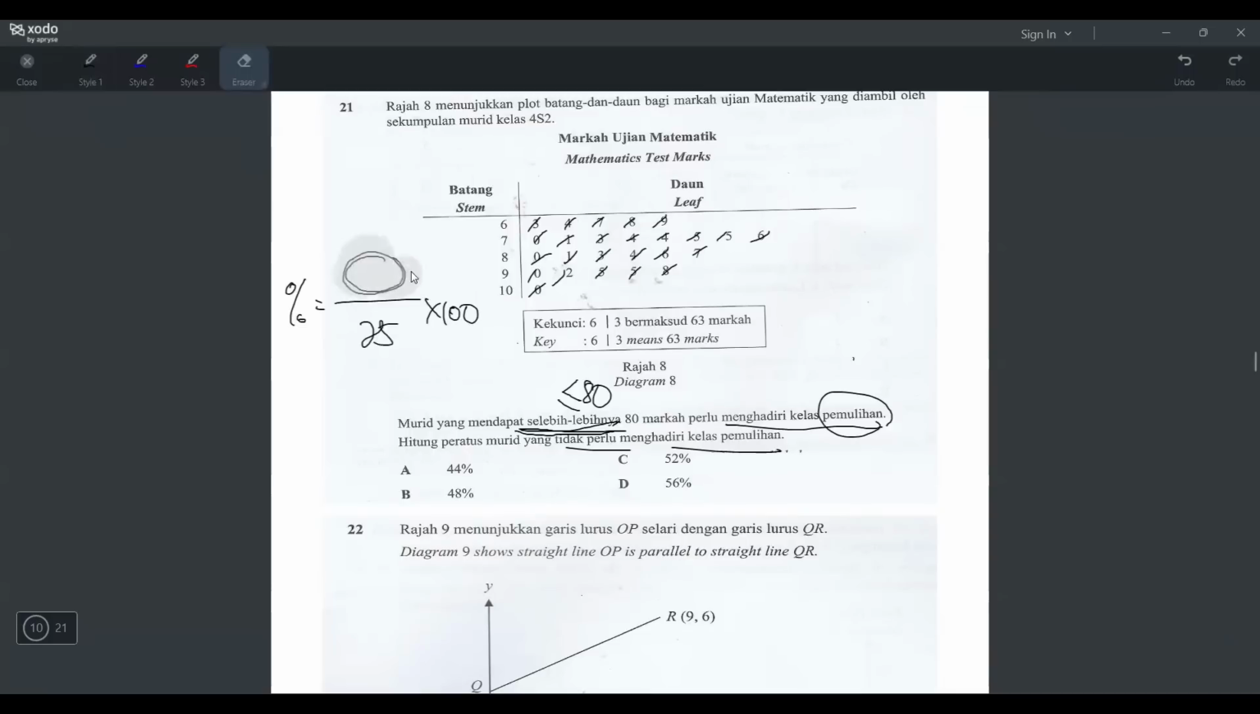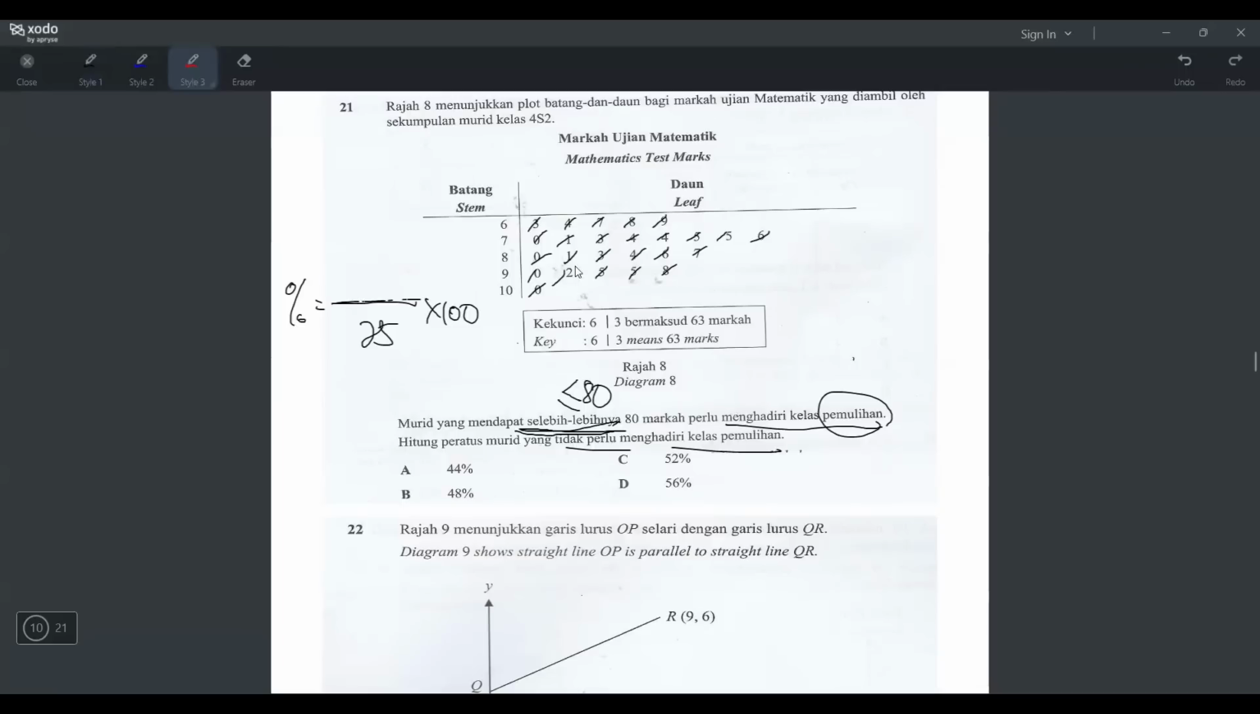Okay, jumlah 25 student. I sudah cakap the bilangan leaf will be the bilangan student. Jumlah bilangan student. Okay, but out of the 25 students, how many tak menghadiri kelas pemulihan? How many out of 25? Berapa murid out of 25 tidak perlu menghadiri kelas pemulihan? Only those yang score more than 80. Because kalau less than sama dengan 80, dia kena pergi pemulihan, right?